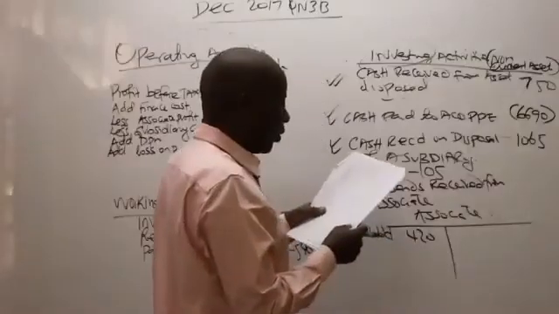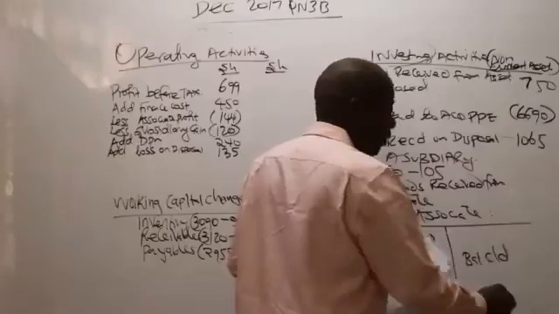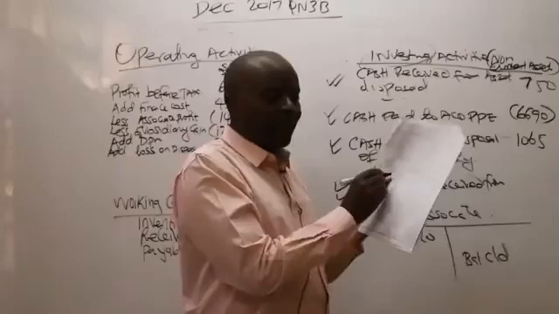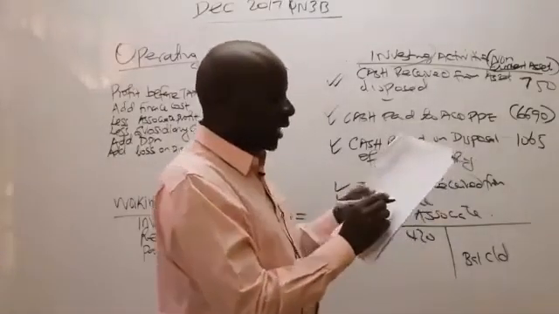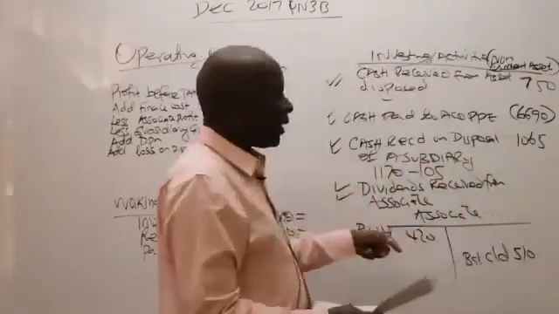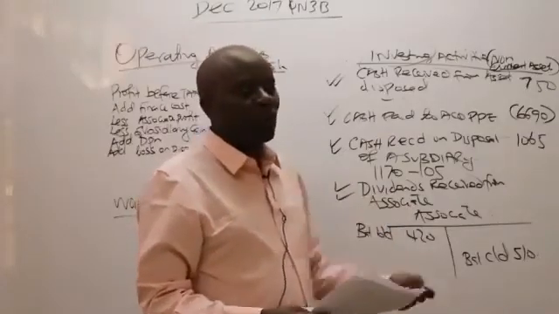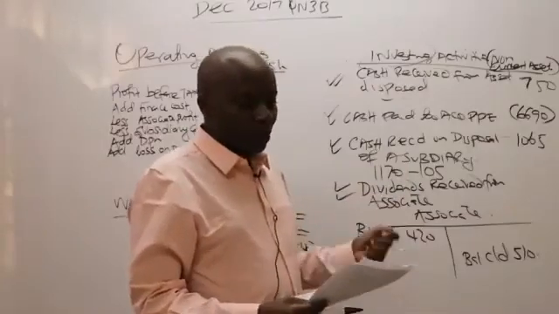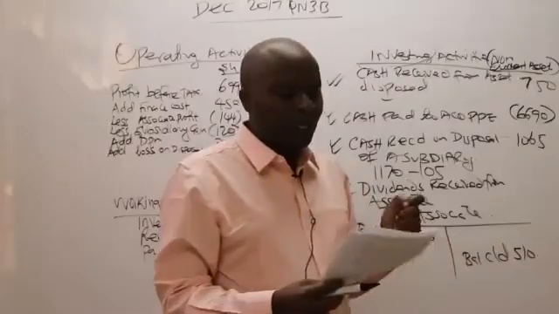And then, ladies and gentlemen, we have the balance carried down in 2017 for the associate. For investment in associate, the balance carried down is 510. And then, of course, this is equity. Remember, it's equity accounting. If it's equity accounting, we are more concerned with the profitability of either the associate or the joint venture.